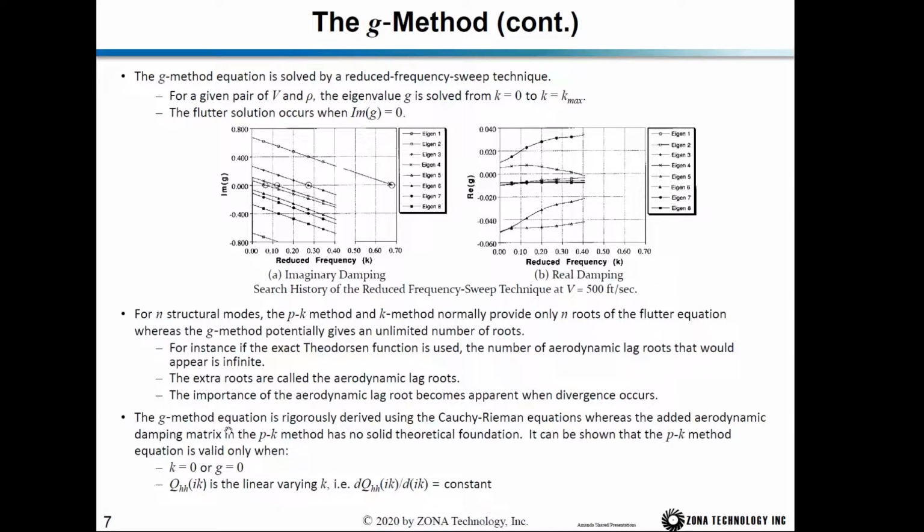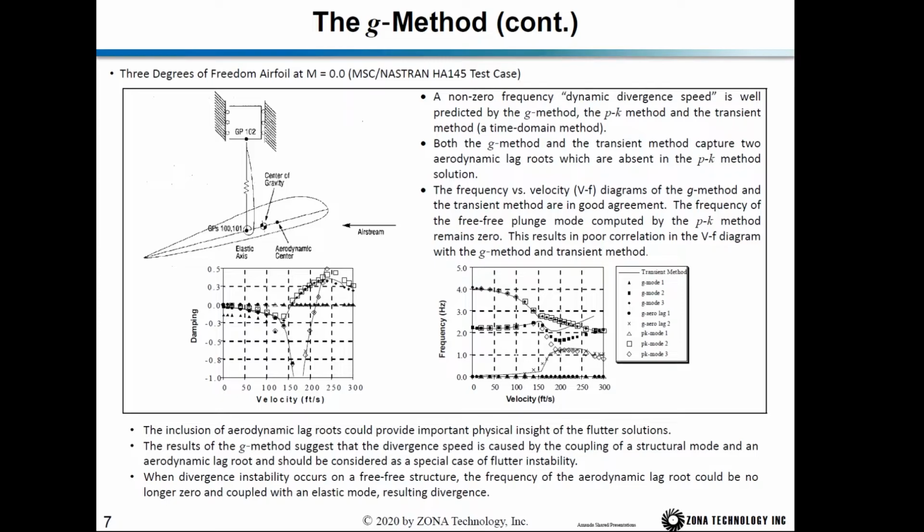The G method is rigorously derived using the Cauchy-Riemann equations, whereas the added damping matrix in the PK method has no solid theoretical foundation. It can be shown that the PK method is valid only when K is 0 or G is 0, or the frequency domain G-F is a straight line. Therefore, the derivative is constant. And only under this condition do the PK method and the G method equations become the same.